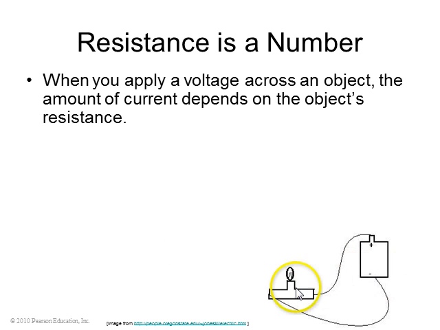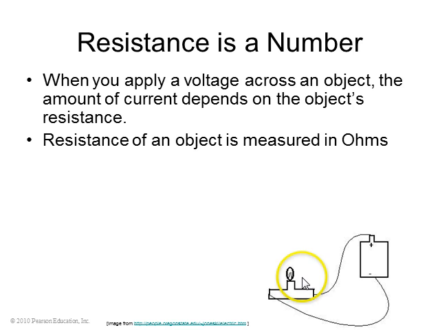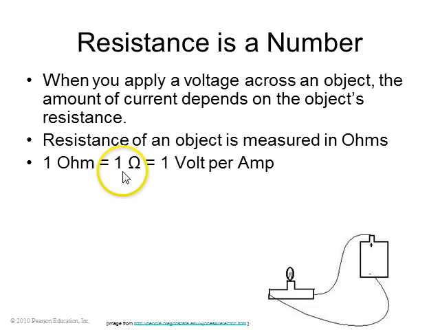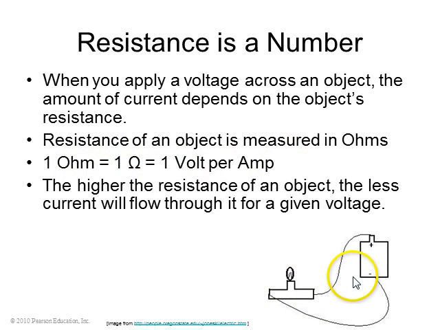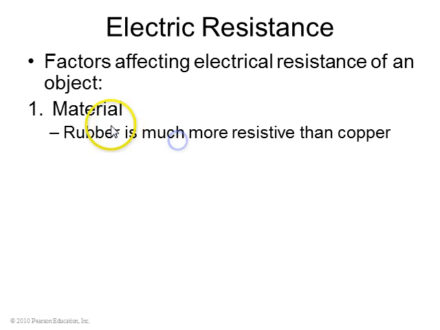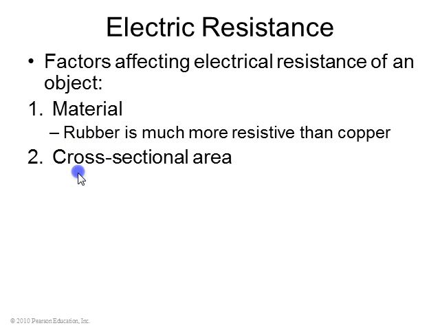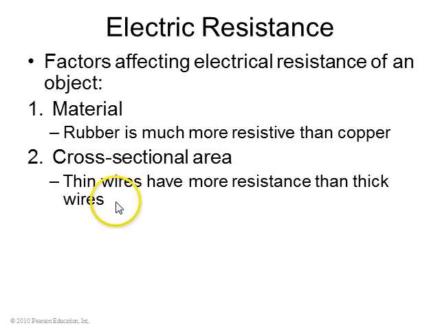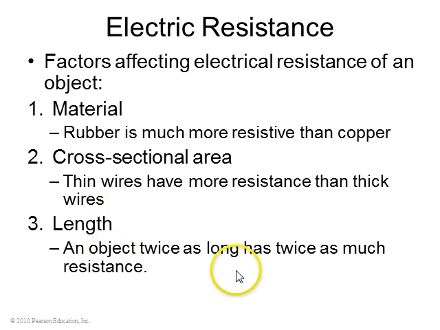Resistance is also a number. When you apply a voltage across this light bulb, the amount of current that flows through it depends on the resistance, measured in ohms. The symbol for ohm is omega, the capital Greek letter omega. And 1 ohm is 1 volt per amp. Turns out that the higher the resistance of the object, the less current will flow through it for a given voltage. Some factors that affect the resistance of an object are what it's made out of. Rubber has more resistance than copper. Its shape, so its cross-sectional area. Thin wires have more resistance than thick wires, and longer wires have more resistance than shorter wires.